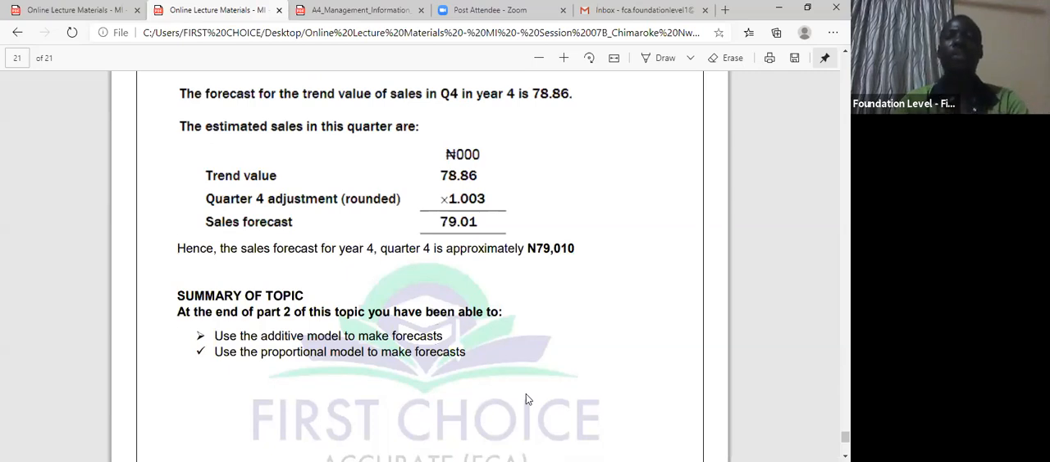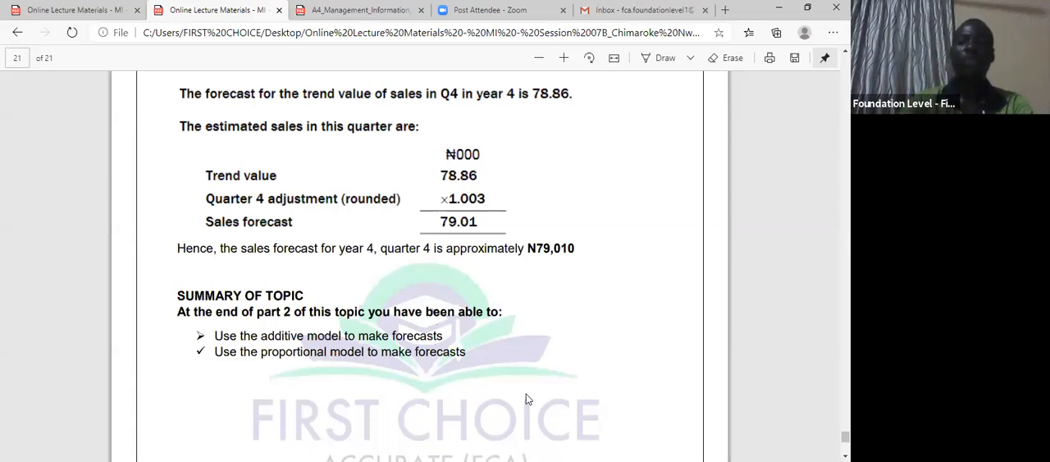We have used proportional model to make forecast. Once again, let me reiterate the steps. First, you need to look at how many periods make up one season. Secondly, you need to know whether there are even number of periods or odd number of periods making up a complete cycle. Thirdly, you look for the trend by following the steps to look for moving averages.